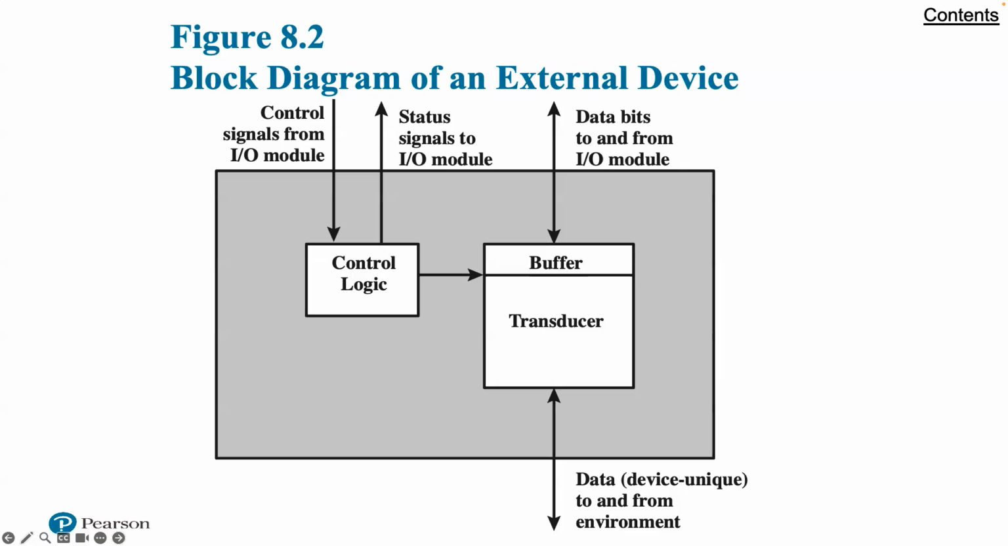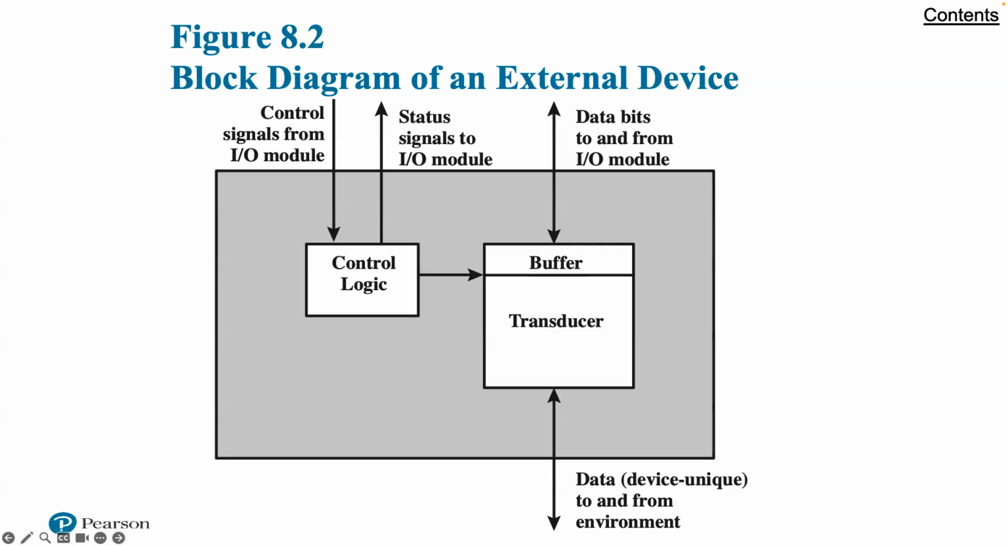The control logic associated with the device controls the device's operation in response to direction from the I/O module. The transducer converts data from electrical to other forms of energy during output and from other forms to electrical during input. Typically, a buffer is associated with the transducer to temporarily hold data being transferred between the I/O module and the external environment. A buffer size of 8 to 16 bits is common for serial devices, whereas block-oriented devices such as disk drives, controllers may have much larger buffers.